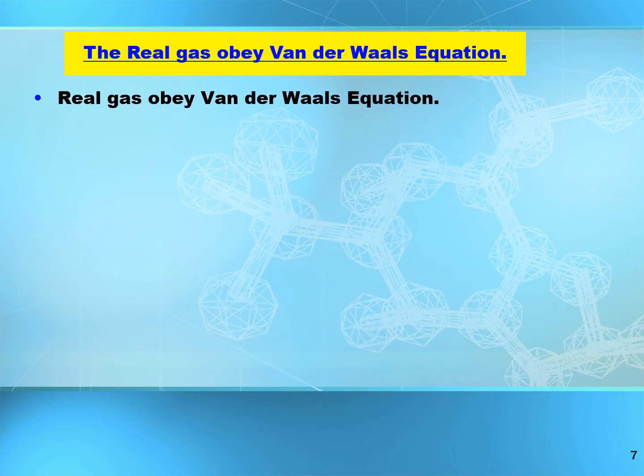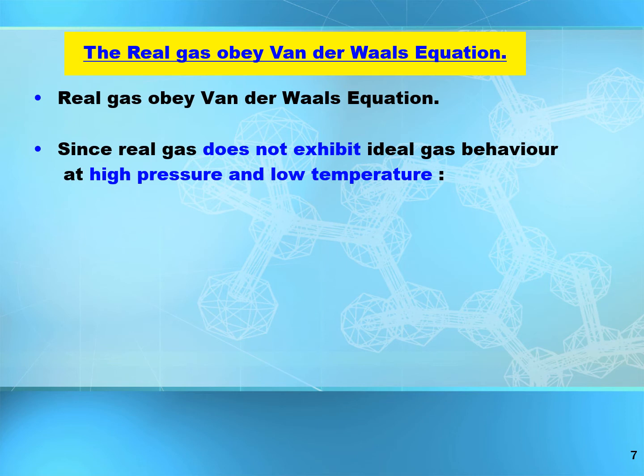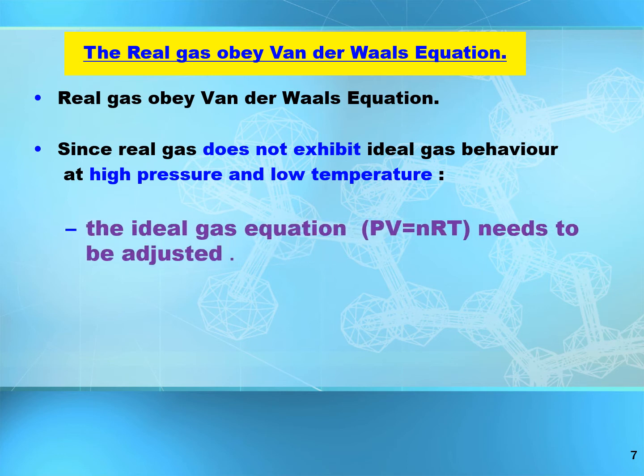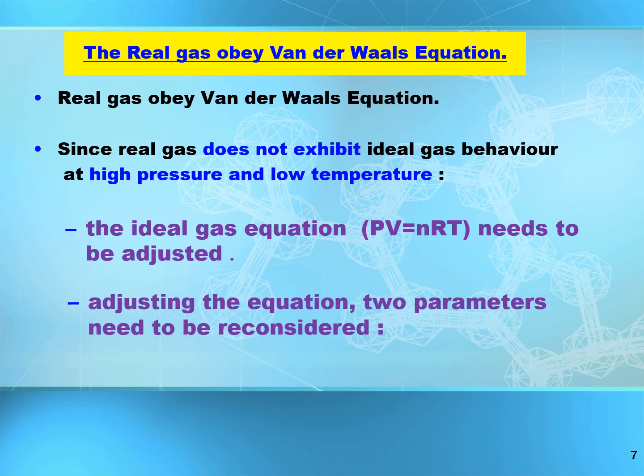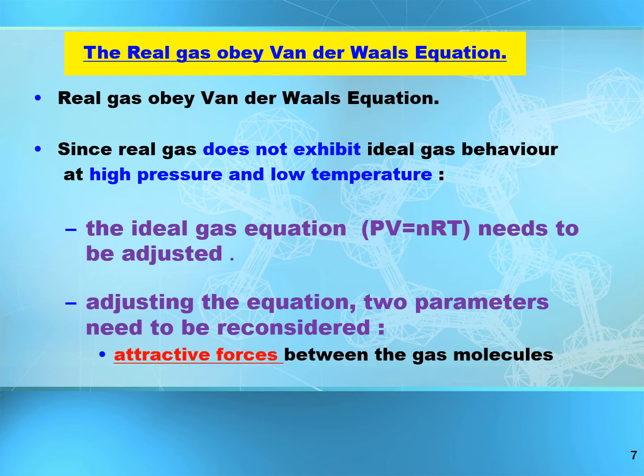Real gas obeys the van der Waals equation. Since real gas does not exhibit ideal gas behavior at high pressure and low temperature, the ideal gas equation PV equals nRT needs to be adjusted. Adjusting the equation, two parameters need to be reconsidered. The first one, attractive forces between the gas molecules, and the second one, volume of the gas molecules.